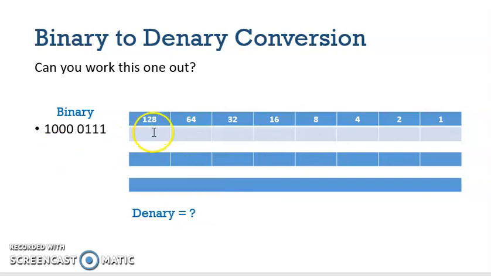So here's another one. The binary number is 10000111. Because there's a 1 underneath the placeholder, I'm going to say 128. I'm going to skip 64, 32, 16 and 8 because there's zeros. I'm going to add on 4 and a 2 and a 1. So therefore my final sum is 128 plus 4 plus 2 plus 1.